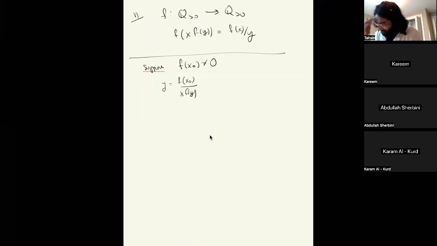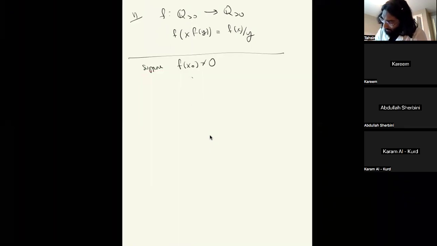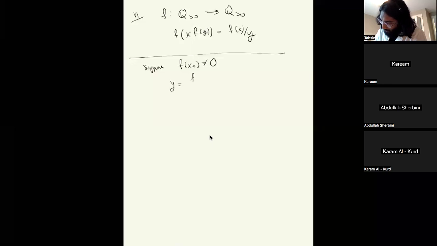Like this? No, the denominator should be the left-hand side of the original equation. There is something I'm not understanding. So f of y equals what? You just plug in x equals x0 in the original equation.